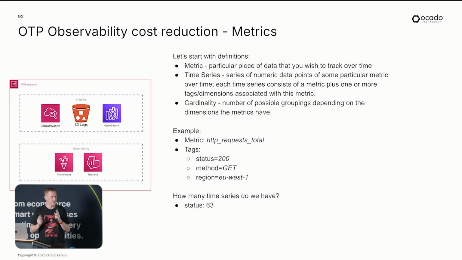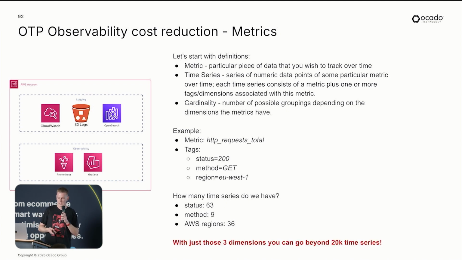Well, according to Wikipedia, the status can be one of 63 values. The method, there's 9 HTTP methods. And as of today, there's 36 AWS regions. So if you calculate the total number of possibilities, that gives us more than 20,000 individual time series.